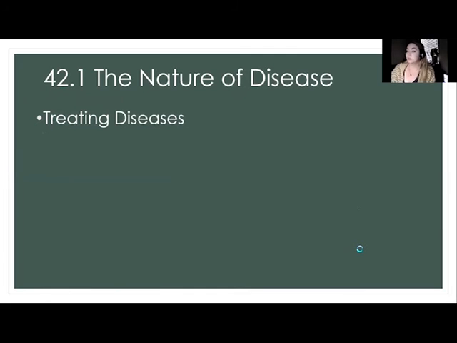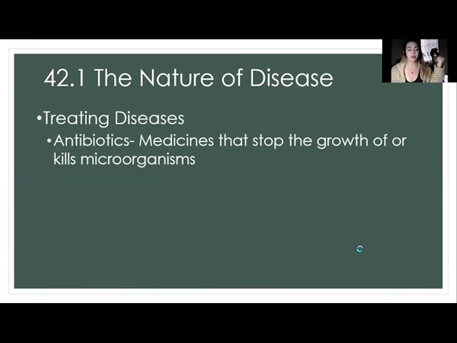Treating diseases. When we have a disease caused by a pathogen, we've got three main forms of treatment. The first one is called an antibiotic. Antibiotics stop the growth of or kill microorganisms. Antibiotics are dangerous for a few reasons. The first is that they can kill your gut bacteria, and your gut bacteria are really important for keeping things moving through the digestive system.